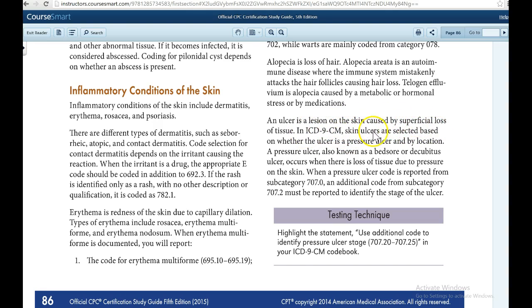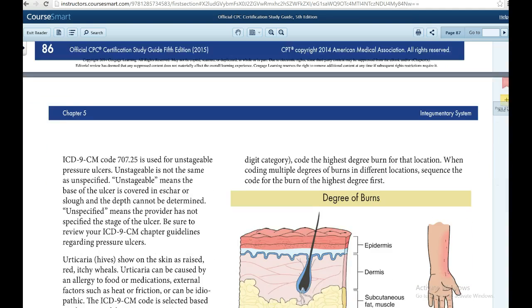In ICD-9, skin ulcers are selected based on whether the skin ulcer is a pressure ulcer and by location. Pressure ulcers are known as bed sores or decubitus ulcers. They occur when there's a loss of tissue due to pressure on the skin. The pressure ulcer is reported from category 707.0. An additional code from subcategory 707.2 must report the stage of the pressure ulcer. Okay, so make sure you use two codes when identifying a pressure ulcer or bed sore.